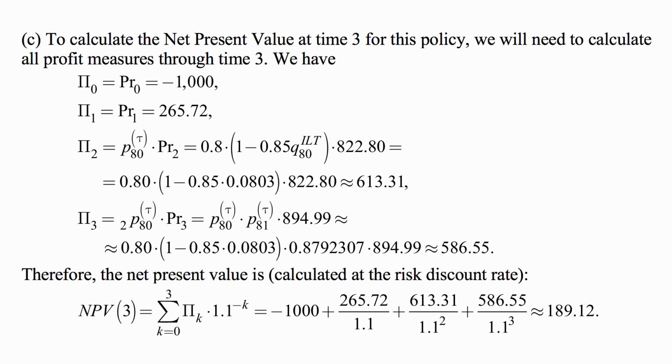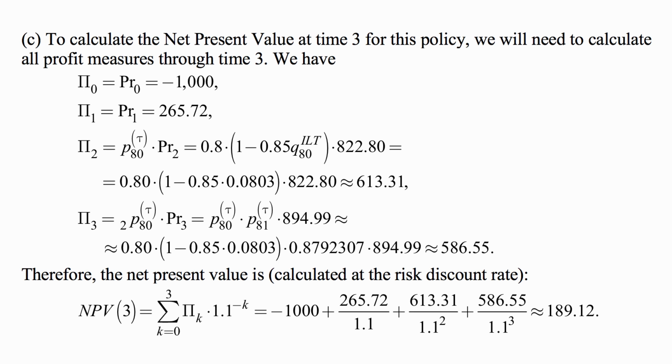measures through time 3. So the initial setup cost is 1,000, so the profit at time 0 is negative 1,000. Profit at time 1 is 265.72. Profit at time 2 is, for those who survive, times the PR2 measure, because we are doing the calculation from the perspective of the initial date of the policy, so that's why we multiply this by the probability of survival, and that's 613.31.